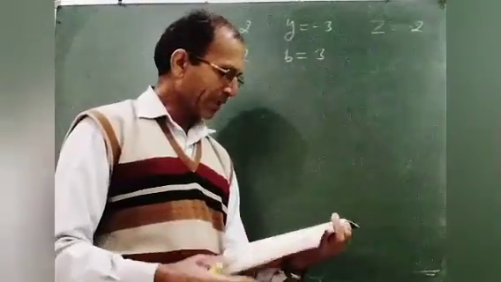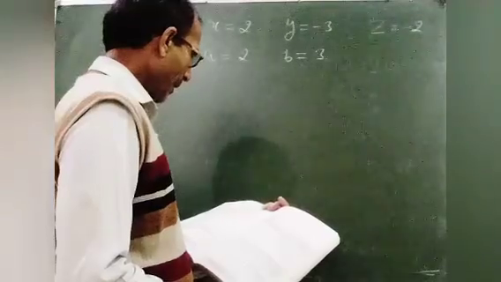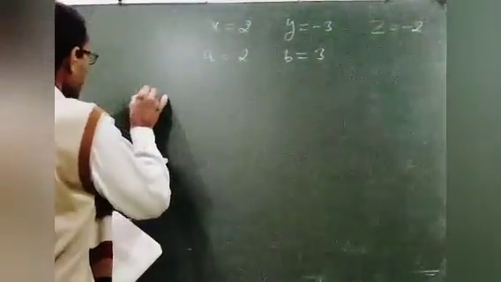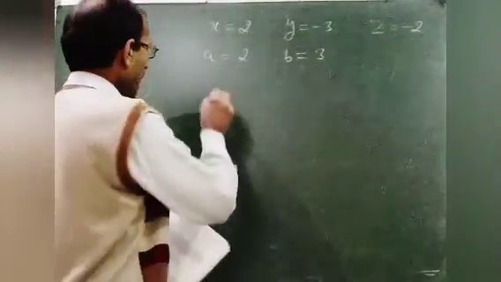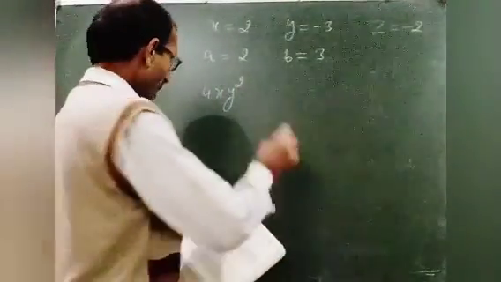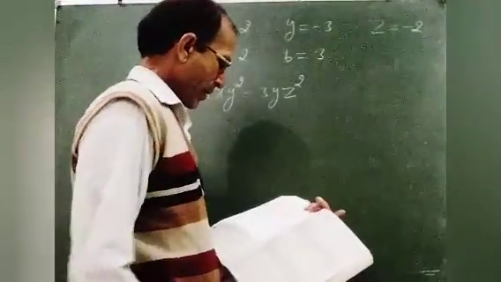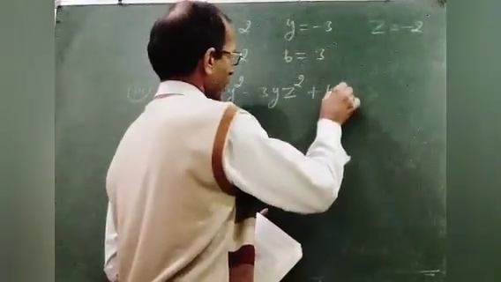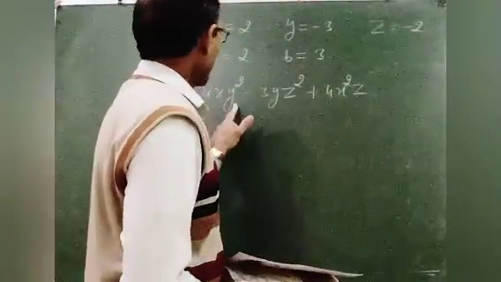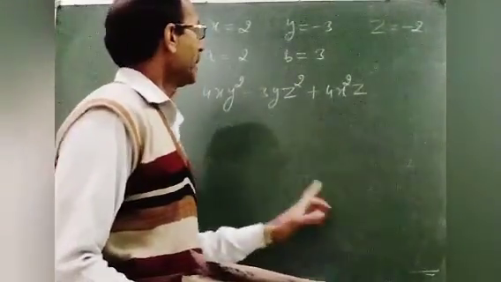Now I am taking question number third part, because third and fourth both are there, first I will take third. So 4xy square minus 3yz square plus 4x square z.